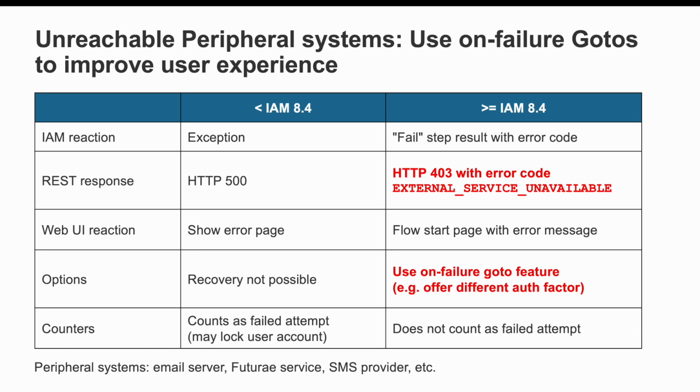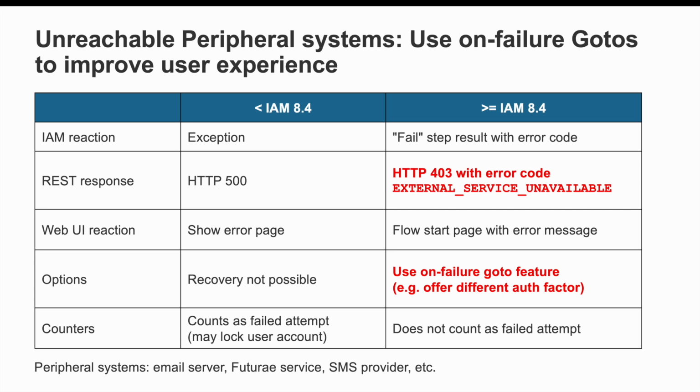So in the older releases, if that happened, if, for example, the email service could not be contacted when sending an email, an exception occurred, an HTTP 500 was returned in the REST API, and then a static error page was shown. You cannot recover from this, and it counted as a failed attempt when you were inside an authentication flow. This may have locked out users, and they cannot do anything about it.